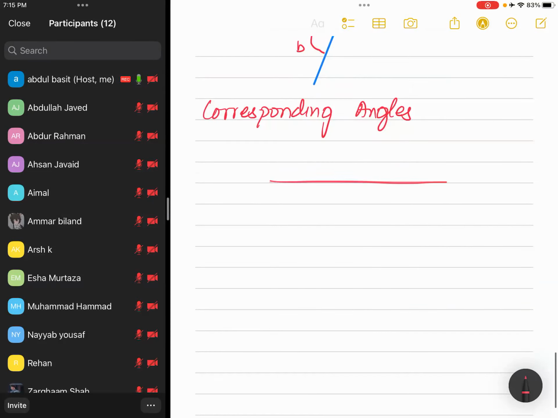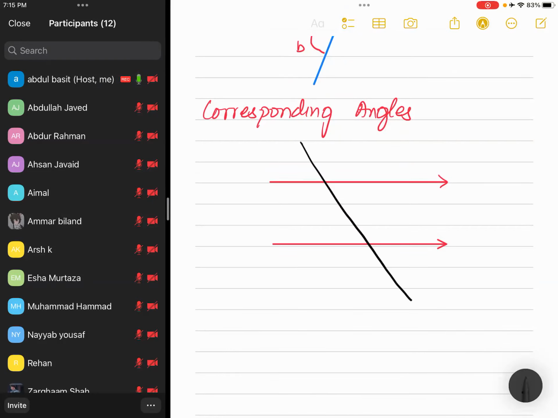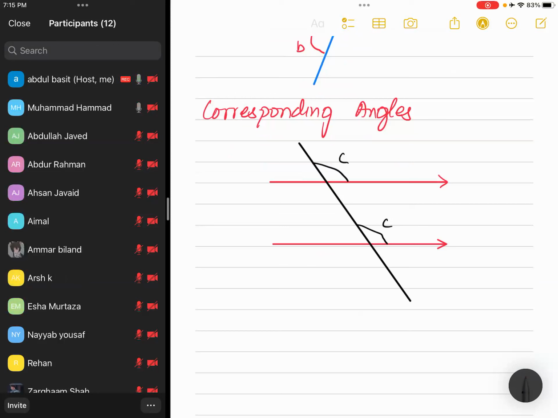Okay. See, this red line is parallel to this red line. Let me draw a transversal. Do you think, Arsh, that this angle is also equal to this angle? Yes, sir. They are called corresponding angles.